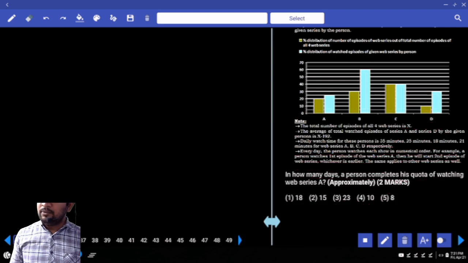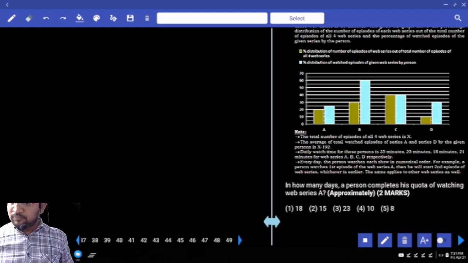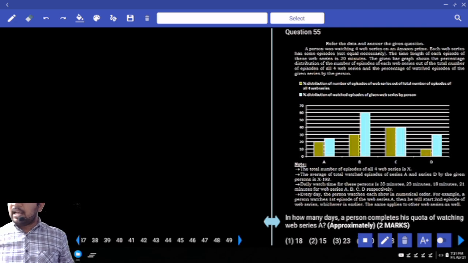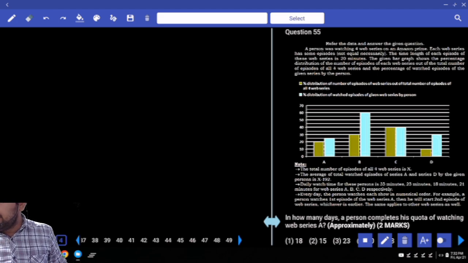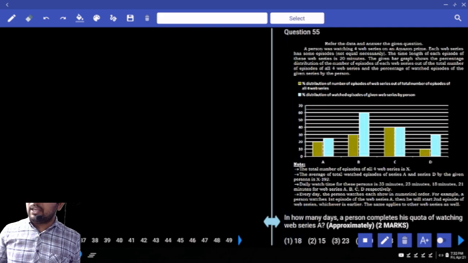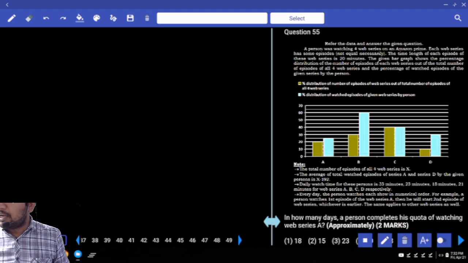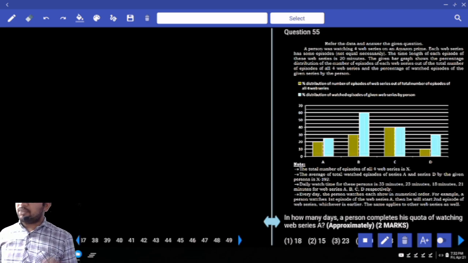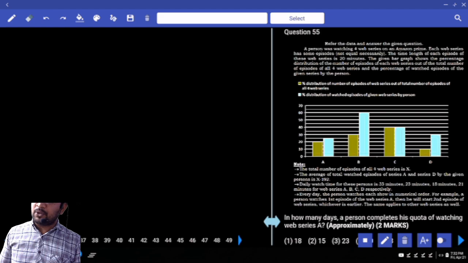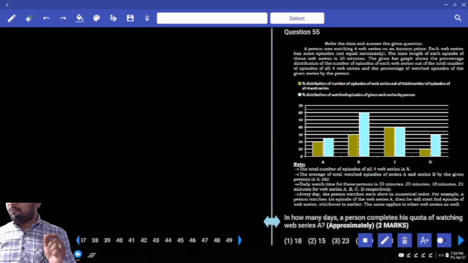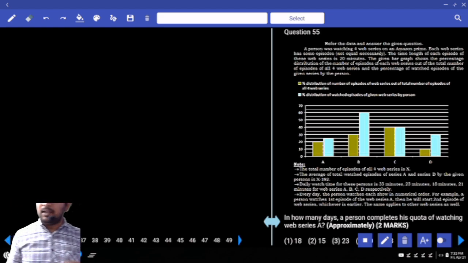What is given here? Refer to the data and answer the given questions. A person was watching 4 web series on Amazon Prime. Each web series has some episodes, not necessarily equal. The time length of each episode of these web series is 20 minutes. Underline that statement. The duration is 20 minutes. The given bar graph shows the percentage distribution of the number of episodes of each web series out of the total number of episodes of all 4 web series, and the percentage of watched episodes of each series by the person.